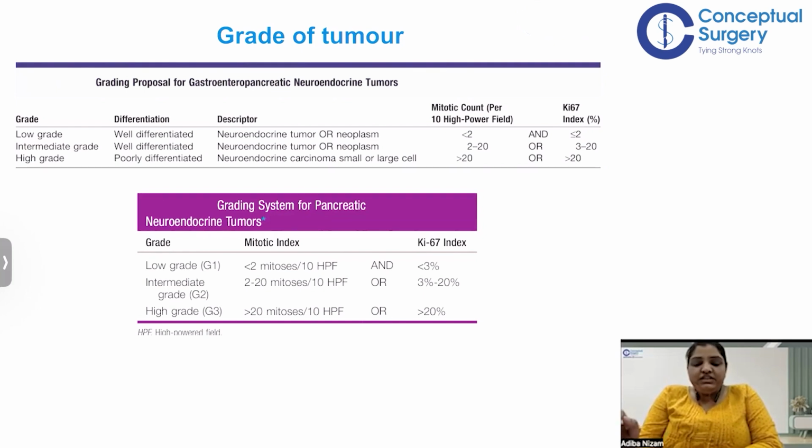Then we come on to the intermediate grade, which is when we have the mitotic index between 2 to 20 and the Ki-67 index also between 3 to 20%. These two, as you would note, are called neuroendocrine tumor or neoplasm. When we talk about the high grade one, it's called a neuroendocrine carcinoma, where either the mitotic count is more than 20 or the Ki-67 index is more than 20%. This is an important classification, and this classification remains the same when we are talking about GI neuroendocrine tumors and pancreatic neuroendocrine tumors.